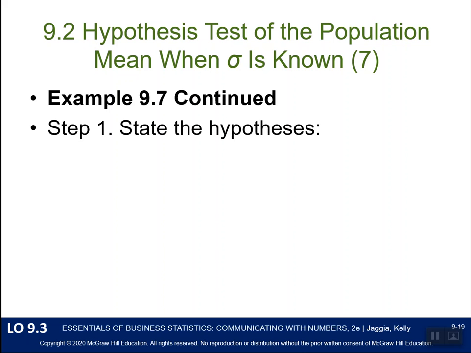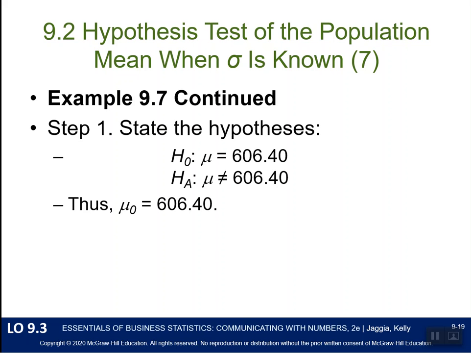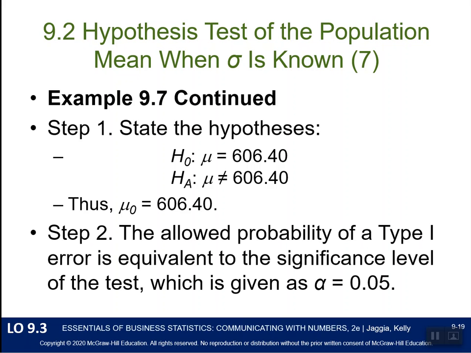So step one is to state our hypotheses. The null hypothesis is that the mean is equal to 606.40, and the alternative hypothesis is that the mean does not equal 606.40. Now step two is to define our significance level, which we have already been told was 5% or 0.05.